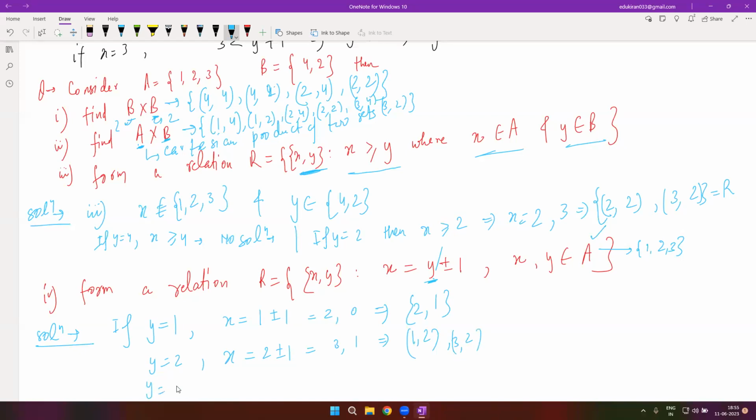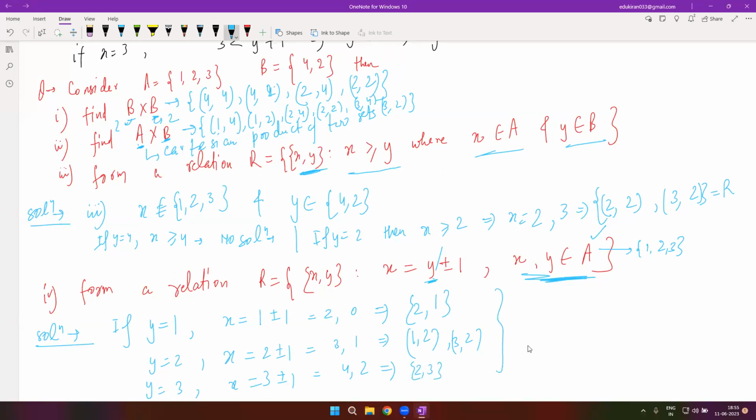Now put y is equal to 3. The answer would be 3 plus minus 1: 4 and 2. Again, 4 is not a part of the set A. X and y both have to be from set A. So we will ignore the 4 and the answer would be 2 comma 3.